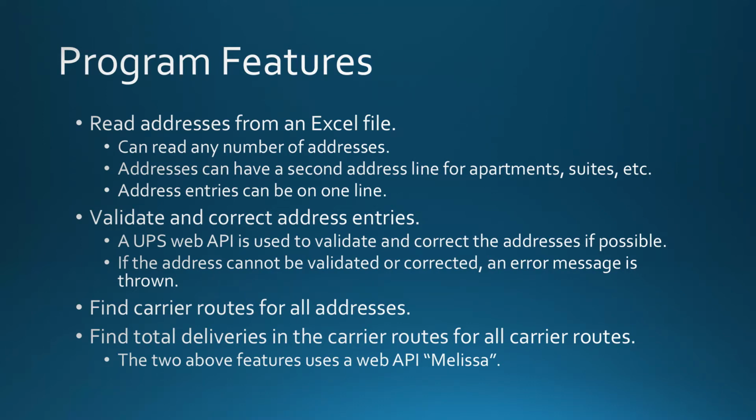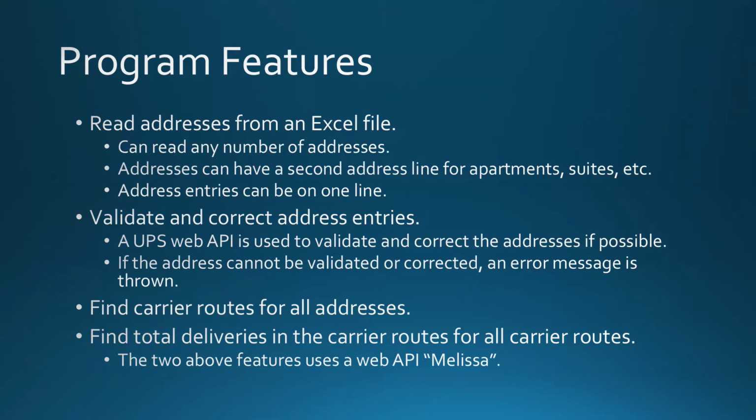Addresses can have a second address line for apartments, suites, etc. And the addresses in each entry can be on one line, meaning that you do not have to separately input the address, zip code, street, all that stuff. You can just input the address on one line using appropriate commas. We can also validate and correct the address entries.